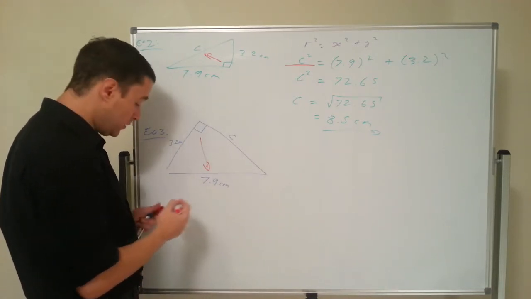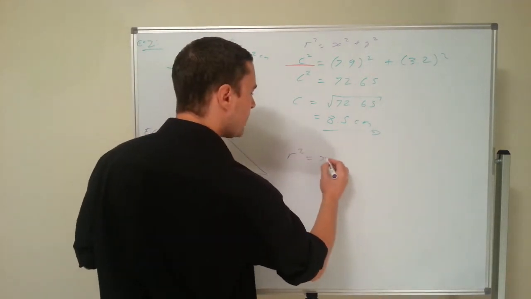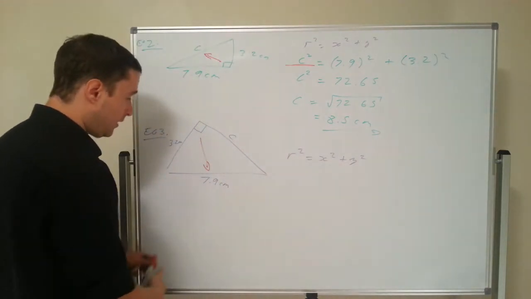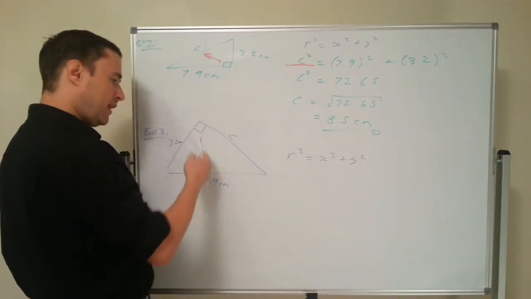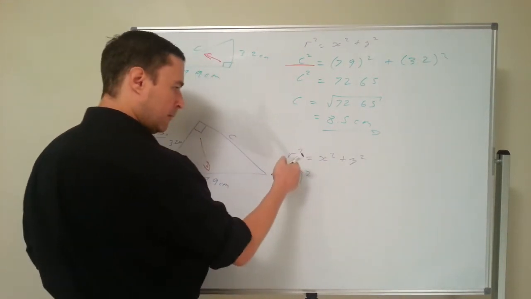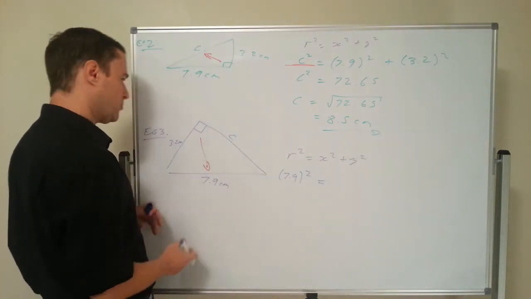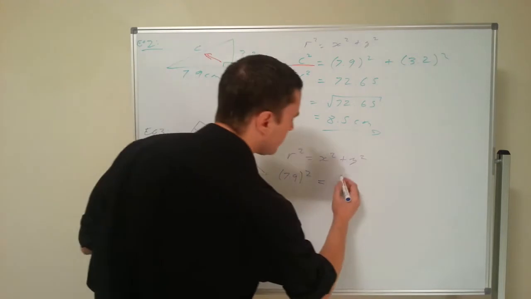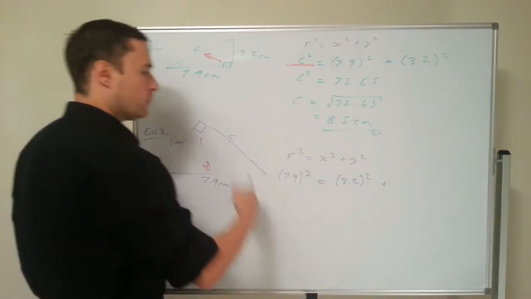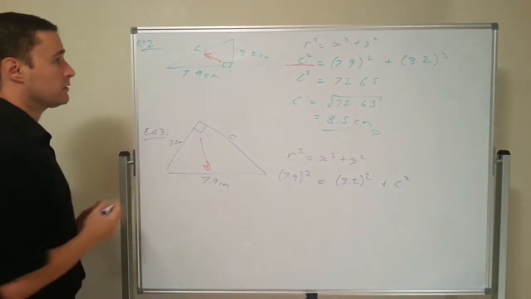Are you with me? So, first step, Pythag. R squared equals x squared plus y squared. Now, where do things go? Okay? Well, the 7.9 is the hypotenuse. It's opposite the right angle, so that's 7.9 squared, the hypotenuse, equals x squared. Well, I don't really know which one's x and which one's y. Let's call this one x squared, 3.2 centimeters, plus y squared, let's call this c squared.